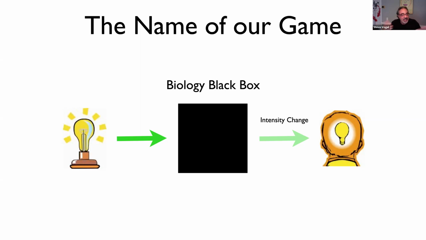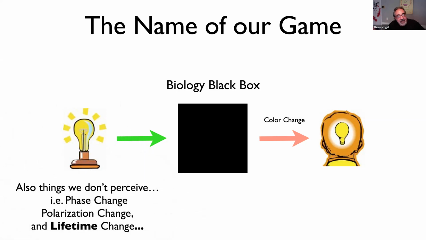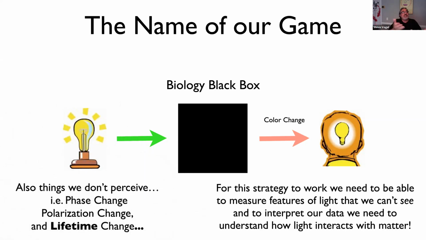We see that we have an intensity change. So what does that mean? What does that tell us about what happened in the black box? And of course, it doesn't have to be an intensity change. It could be a color change, right? So this is the game we're playing. We want to learn about our biological black box. We shine light into it and we see what comes out of it, right?